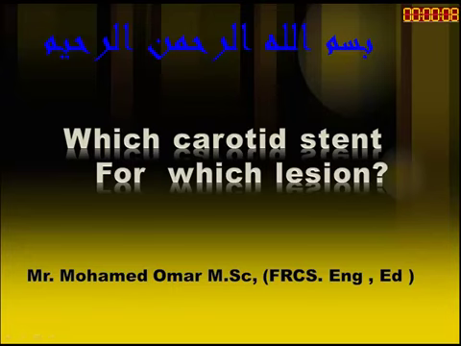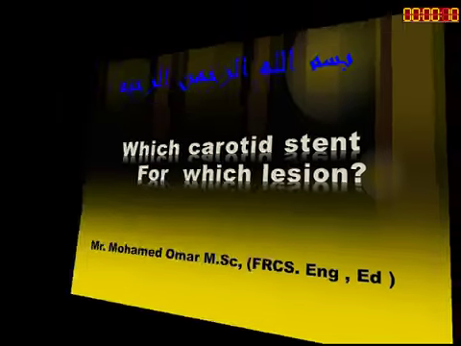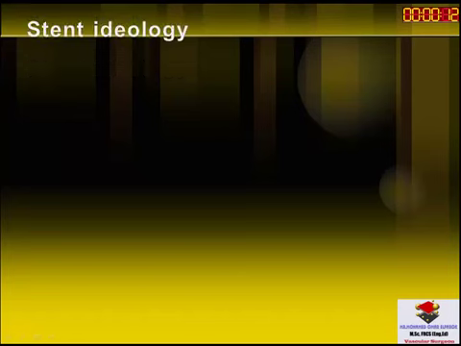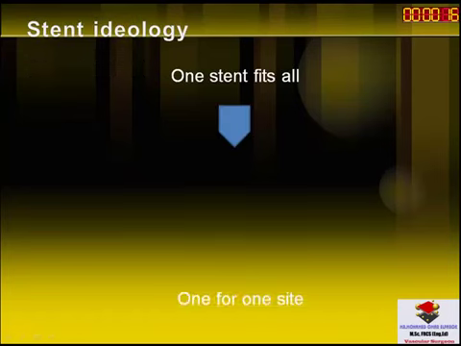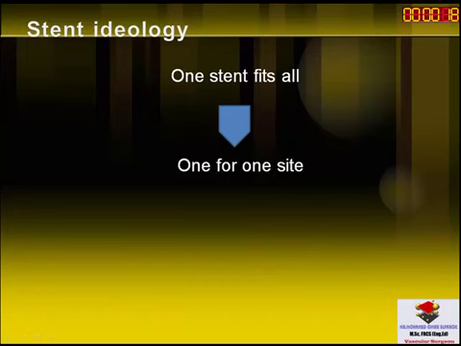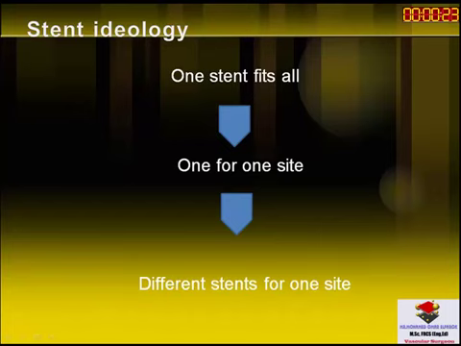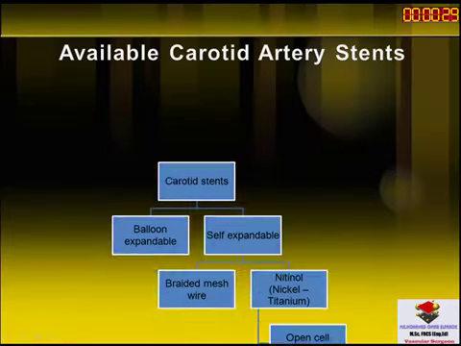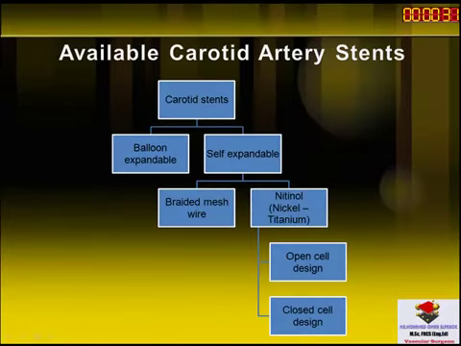Bismillahirrahmanirrahim. Which carotid stent for which lesion? The stent ideology started with one stent that fits all, like the Palmaz stent. Now we have a stent per each site, like carotid and renal. Now we have also moved into a different stent per single site. Regarding the available carotid stents, we don't have balloon expandable stents in the carotid because they are crushable.